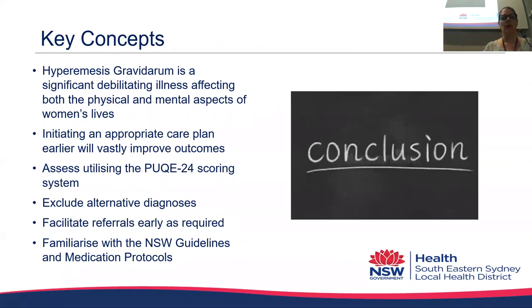In conclusion, HG is a significant, debilitating illness affecting both the physical and mental aspects of women's lives. Initiating an appropriate care plan earlier will vastly improve outcomes. Assess using the PUQE 24 scoring system, exclude alternative diagnosis, facilitate referrals early as required, and please familiarise yourselves with the New South Wales guidelines and medication protocols. And the other thing I will say is please use the health pathways.